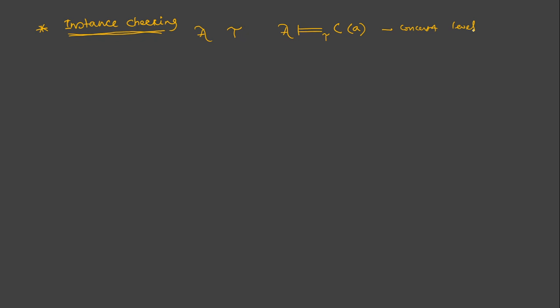This instance checking is at the concept level, but if you want to check an instance at the relation level, this is what the form would be: you need to check whether a and b are related by R, given the A box and the T box. Let us take an example of such a case. Let us assume that our T box contains different class inclusion axioms. So what are the class inclusion axioms we have?